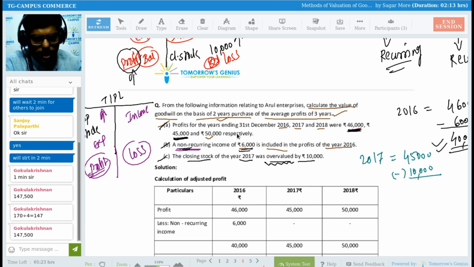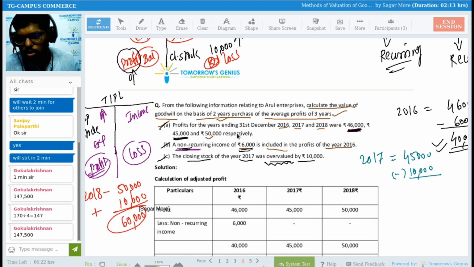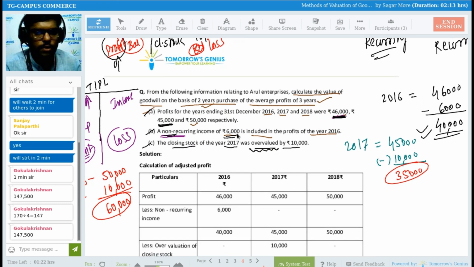So in the year 2018, sir, I need to simply add that 10,000 rupees into the profit, right? So 2018's profit is how much? 50,000. In 50,000 rupees, what I need to do? Sir, I need to add 10,000 rupees. So I will get 60,000 as the final answer. This is 60,000. 2017 is 35,000, and 2016 it is 40,000. So these are my correct profits now.